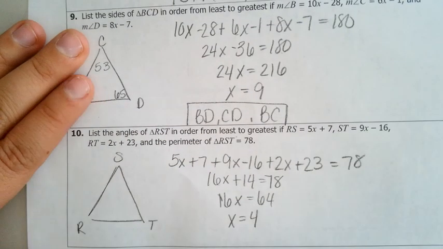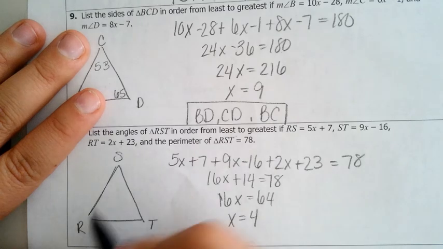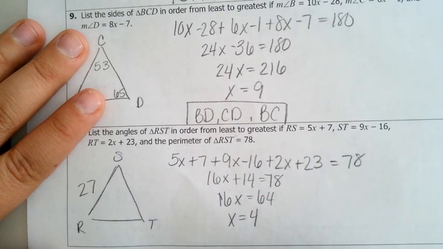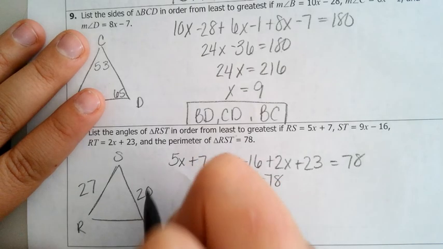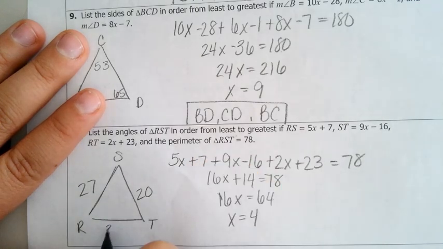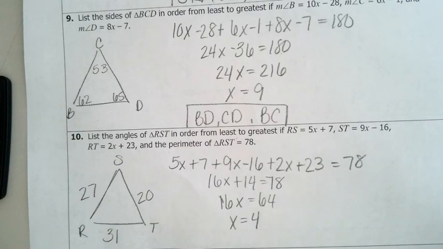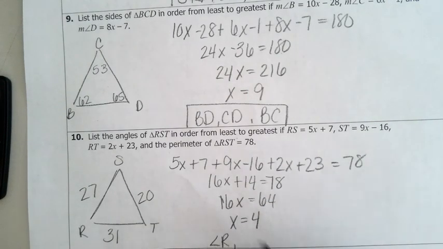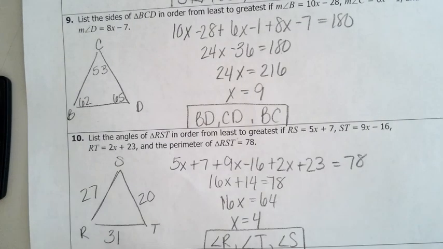So now we need to find the side lengths. So RS, when you plug x into it, we get 27. ST is going to be 20, and RT is going to be 31. So remember, the angles are always across. So the smallest one is going to be angle R, angle T, and angle S. Okay.